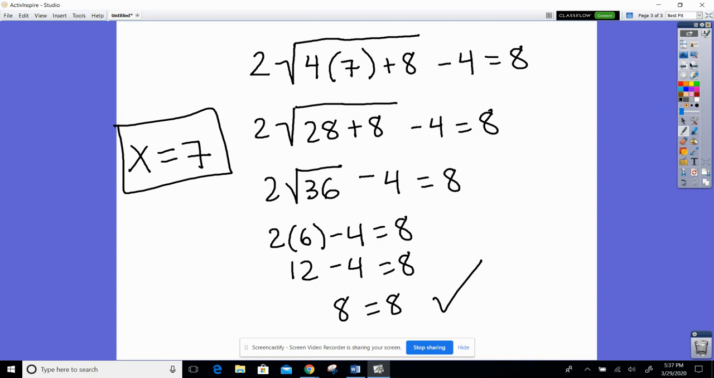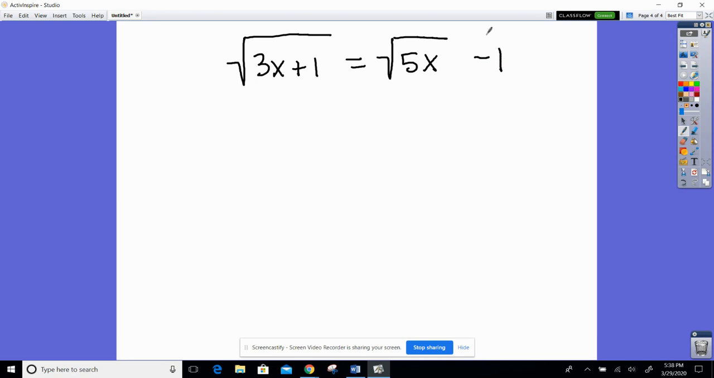All right, so I'm going to go to the next slide again. We're going to do the square root of 3x plus 1 is equal to the square root of 5x minus 1. Now notice this time the minus 1 is outside of our radical, so we got to be careful. All right, so step 1, isolate the radical on one side. You notice we have a radical by itself right here. Step 1 is already done for us. So we move on to step 2.